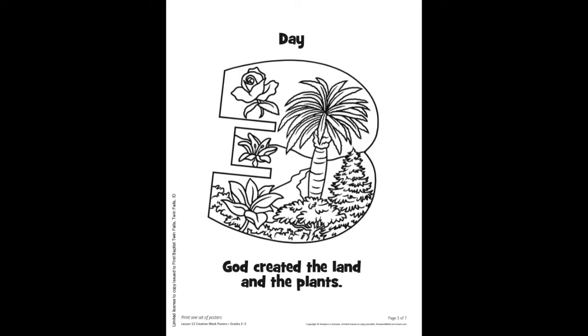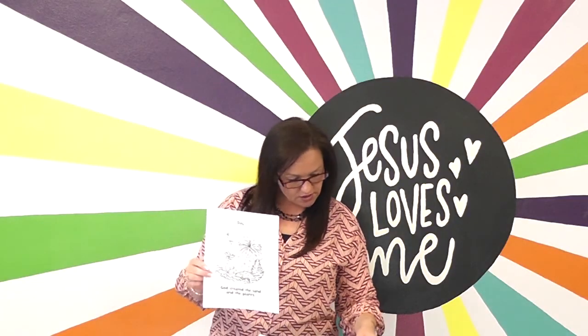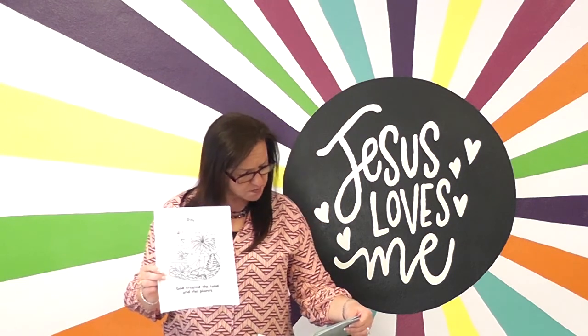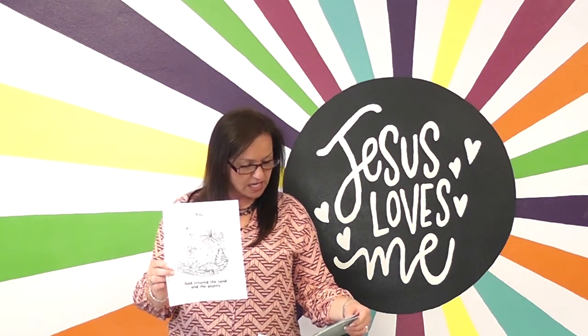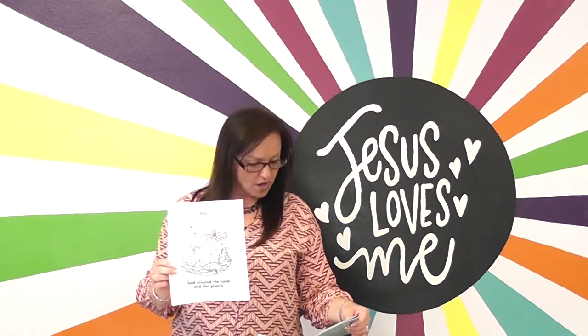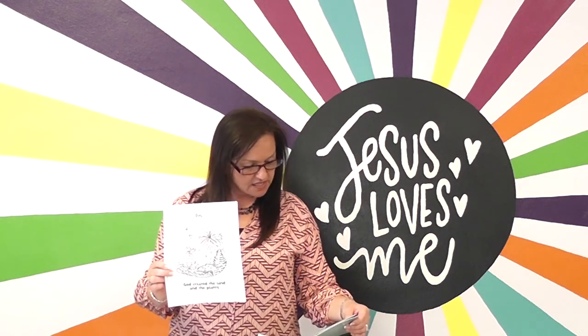We're going to move on to day three, and we're going to read two verses together, Genesis 1, verses 9 and 10. So right here, turn the page. It says, then God said, let the waters beneath the sky flow together into one place so dry ground may appear. And that is what happened. God called the dry ground land and the waters seas. And God saw that it was good.